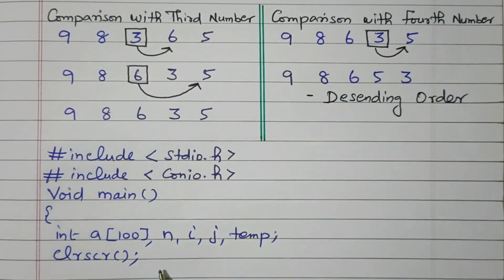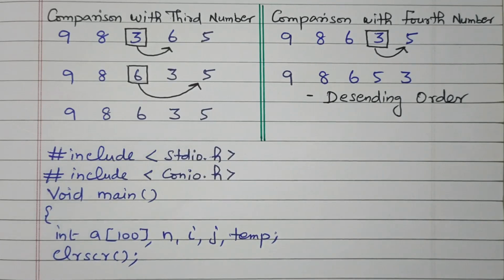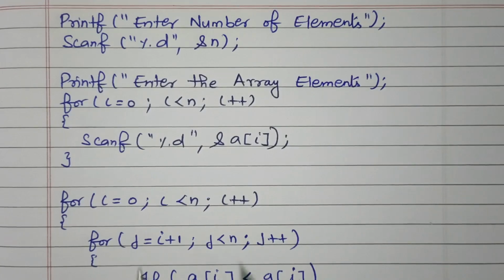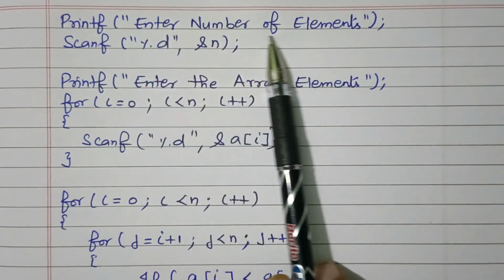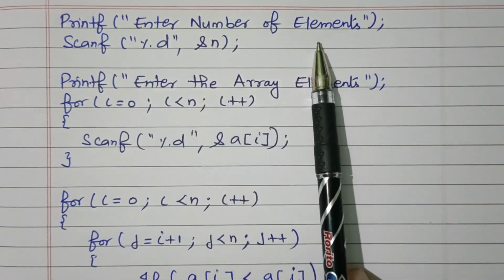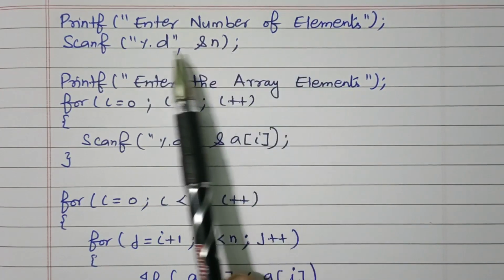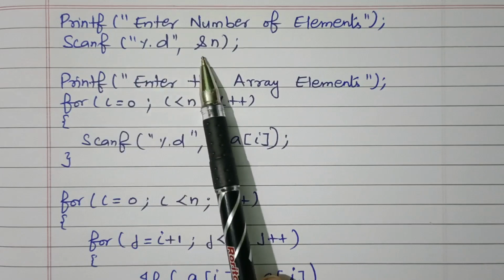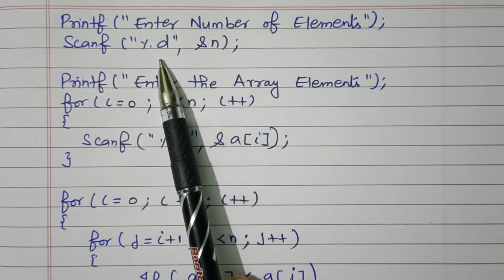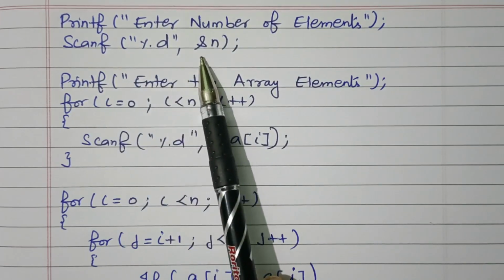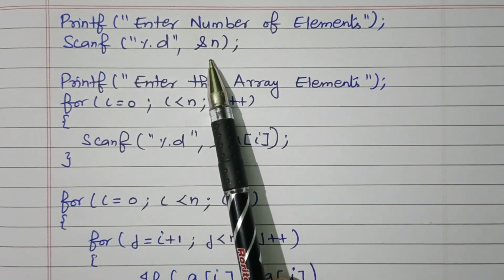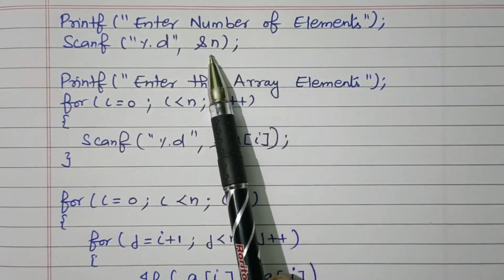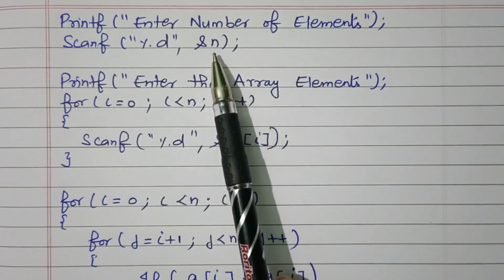Then we'll go to the program. First we'll enter the number of elements. We ask the user how many elements we are going to use. Printf enter the number of elements. Scanf %d and &n. %d refers to the integer type and &n means the address of n. The number entered by the user is stored in the variable n. Now we got the n value.